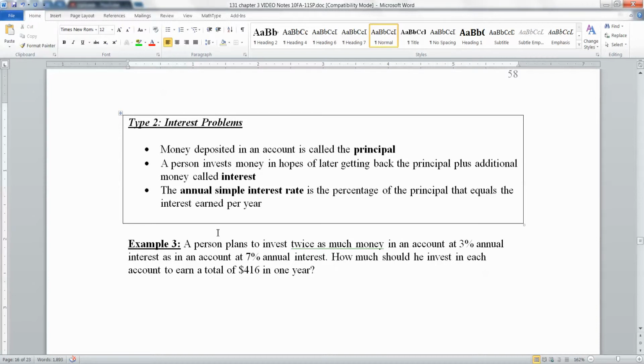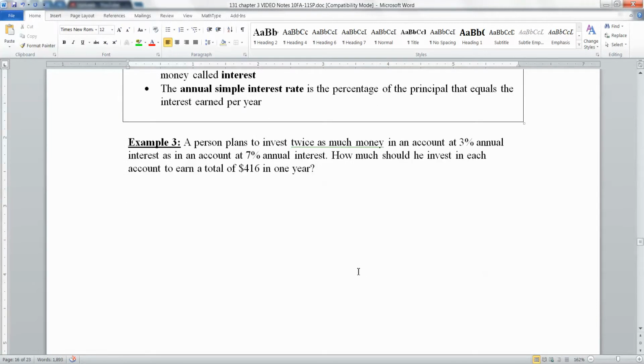So the annual simple interest rate is the percentage of the principal that equals the interest earned per year. Now, there's a lot more that goes on with interest, including compounding and compounding continuously, but we're not dealing with that in this particular problem. What we want to deal with is going to be more a traditional one.